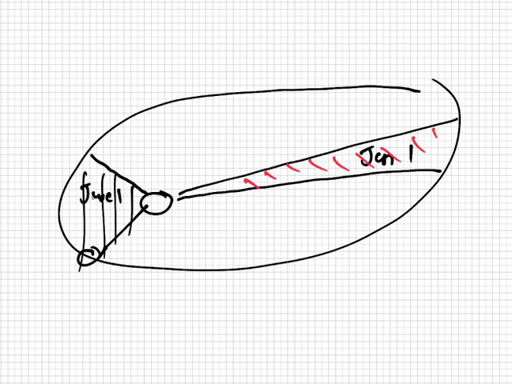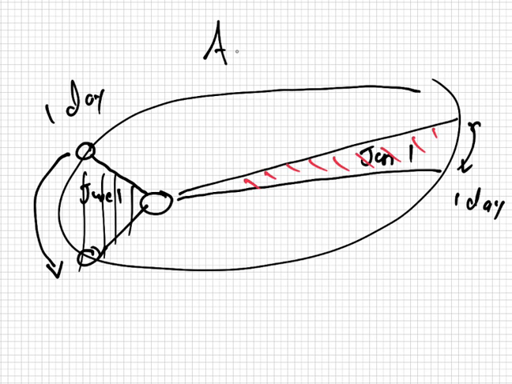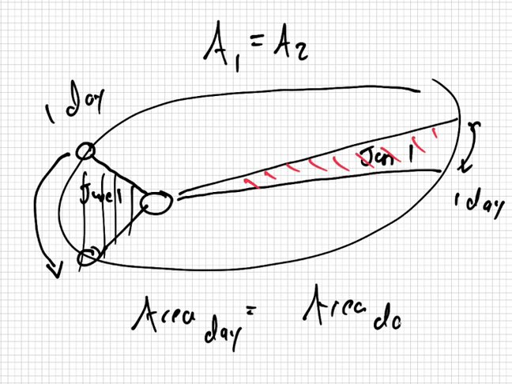So what happens is, over here, it moves more in one day than here. It moves less in one day. Because the area must always be the same. So the area for a day must equal the area on any other day. That's Kepler's second law. Now, does it work if you do weeks?